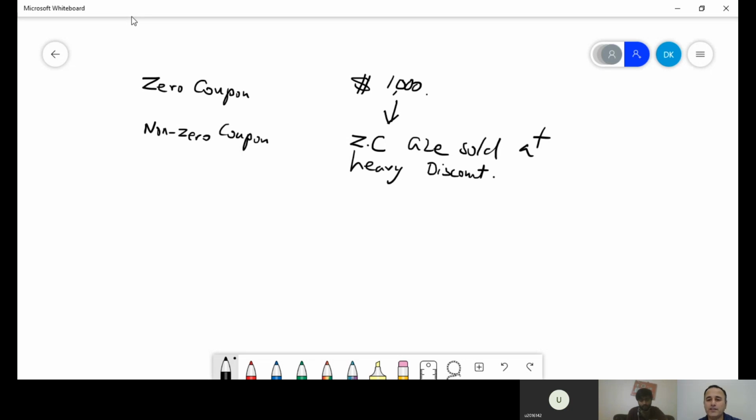Okay, and why are they sold at heavy discount? The reason is they do not pay you any coupons. So the way it works, suppose it's a 5 years bond. Okay, so at the end of 5 years, you get as an investor $1,000. Okay, and how much do you need to pay, let's say at time zero? Of course, not 1,000, because there is a time value of money attached to this bond. Okay, suppose you pay $850 for this bond.